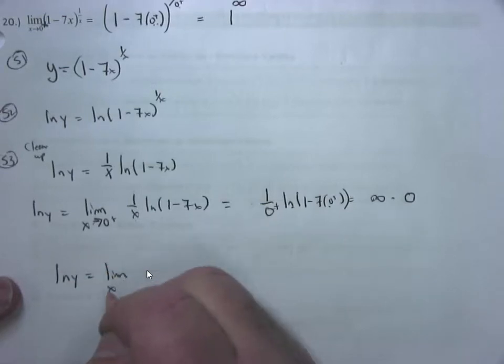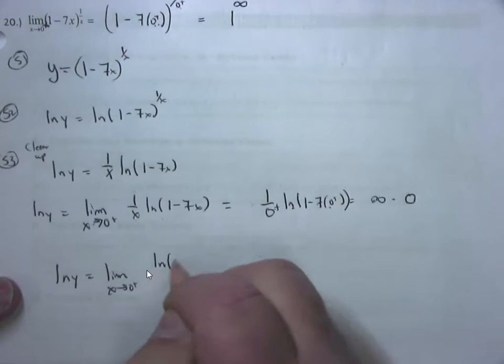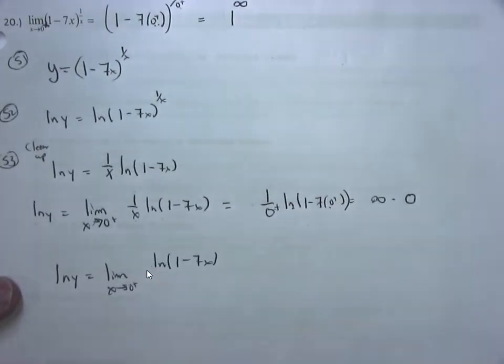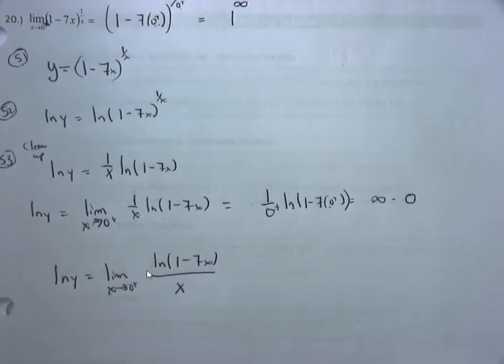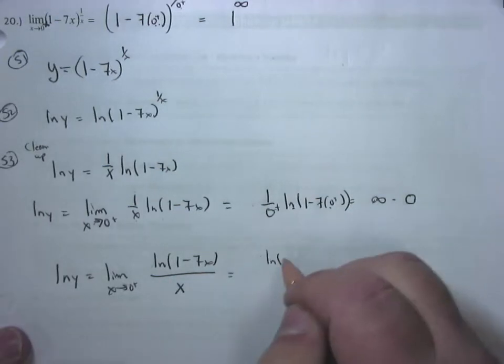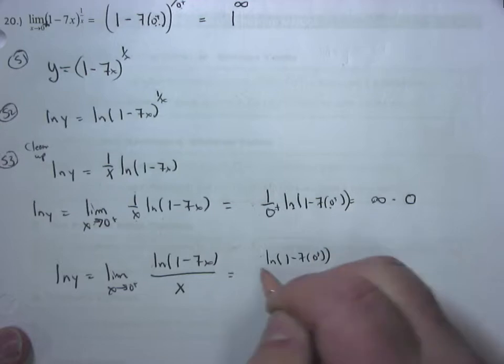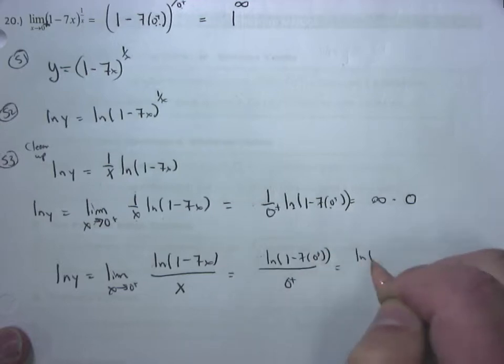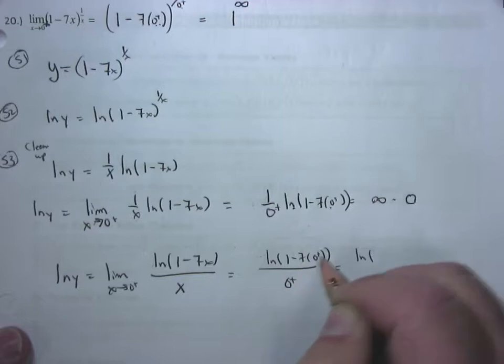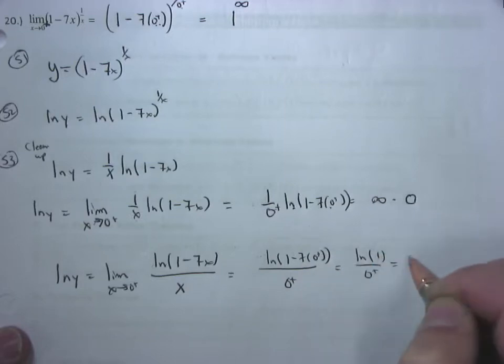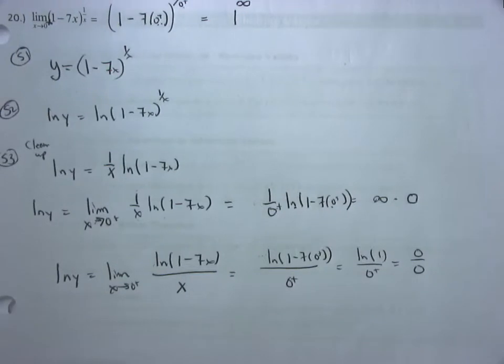This is the limit as x approaches 0 on the plus side of the natural log of 1 minus 7x over x. When you multiply by 1 over x, that puts the x in the denominator, and it's so much easier to clean up. Does that make sense? Now, plug in your 0 on the plus side. I'm going to get the natural log of 1 minus 7 times 0 on the plus side, divided by 0 on the plus side. 7 times 0 is 0, 1 minus 0 is 1, and the natural log of 1 is 0, so it's 0 over 0.